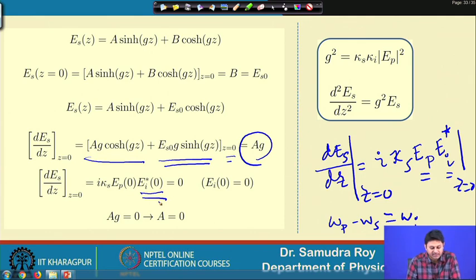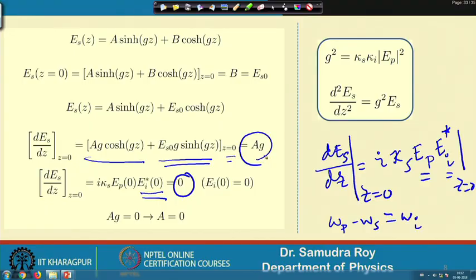So when E I at z equal to 0 is 0, then the entire quantity has to be 0. So A g is equal to 0, and this corresponds to A equal to 0 because z is a quantity which is not equal to 0. So eventually we find that E s is equal to E s 0 cosh g z, because this quantity is not there, applying all these boundary conditions.